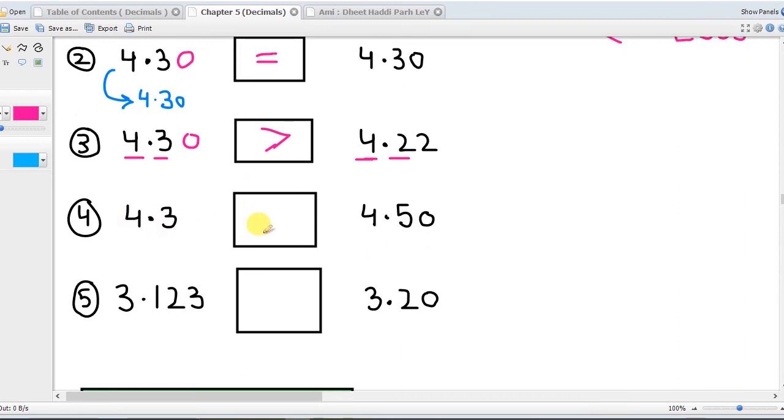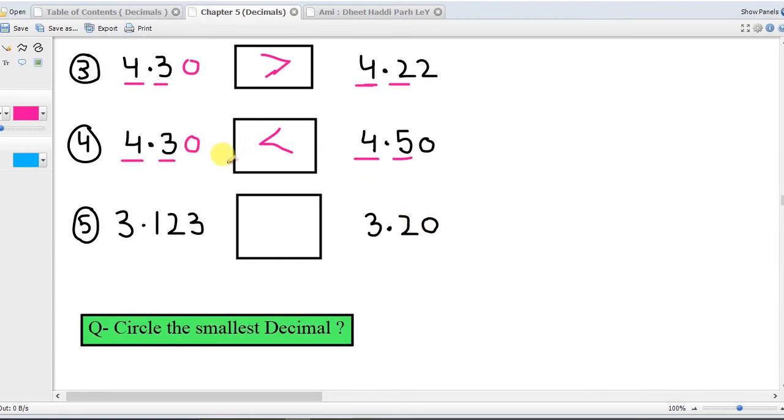Next, is 4.3 less or greater than 4.50? Start comparing from the first digit, which is 4 here and 4 here. Both are equal. Move on to the next digit. This is 3, this is 5. See, 3 is less than 5. So 4.3 is less than 4.50. Or if you want to put 0, then it becomes 30, and 30 is less than 50, right? So overall 4.30 is less than 4.50.